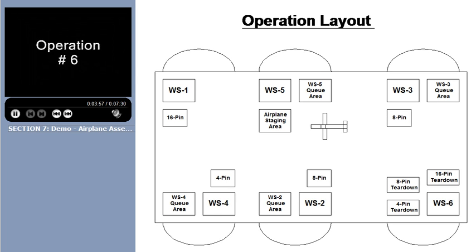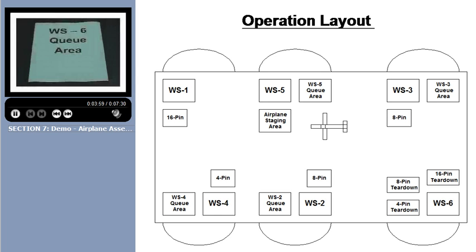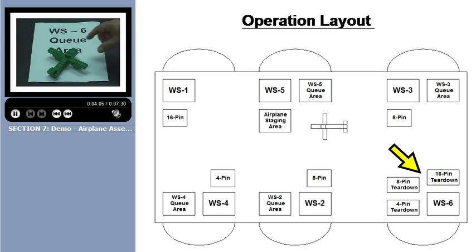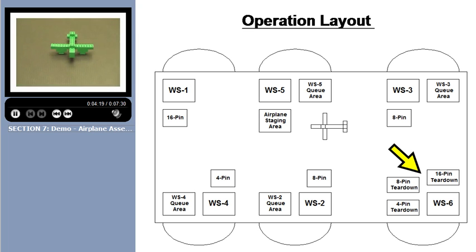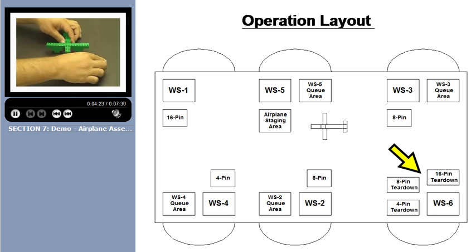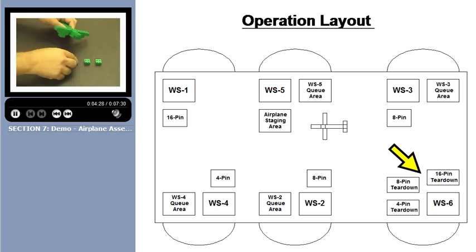Operation 6 is a shipping and teardown area. All planes that arrive into the queue area of Workstation 6 are considered shipped. The operator counts and records the number of planes that are shipped. The planes are then torn down in order to prep for the next part of the simulation. The teardown is of no significance to the data being gathered.